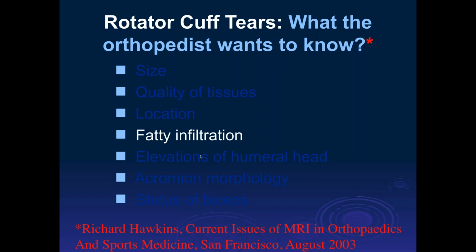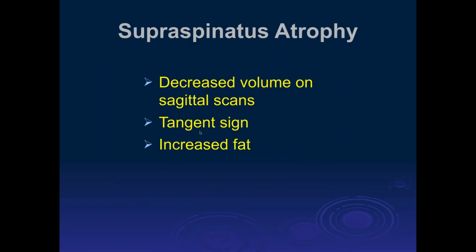The elevation of the humeral head we just saw, people with superior migration of the humeral head are very poor candidates for rotator cuff repair. And that's when John was saying that patient should have had a joint replacement, not a repair of the rotator cuff. We've already talked about acromial morphology. So let's talk about fatty infiltration.